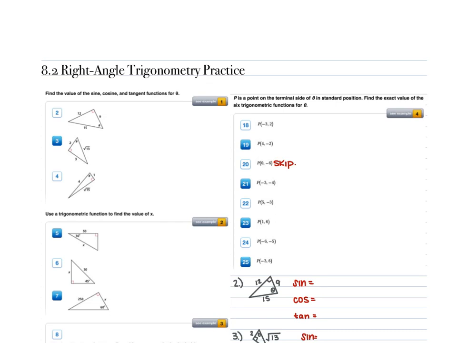8-2 right triangle trigonometry practice solutions. Starting with 2 through 4, we are finding the sine, cosine, and tangent for theta.